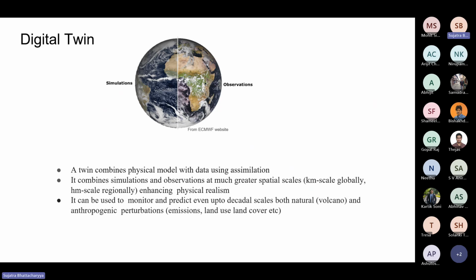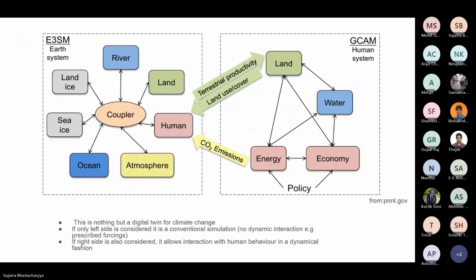I think I'll skip this. Okay, this is one example of a digital twin which I think we should look at. Now, just look at the left-hand side of it, forget the right. I'm just looking at CO2 emissions as the input. So what I'm doing is nothing but the scenario simulation that we do.